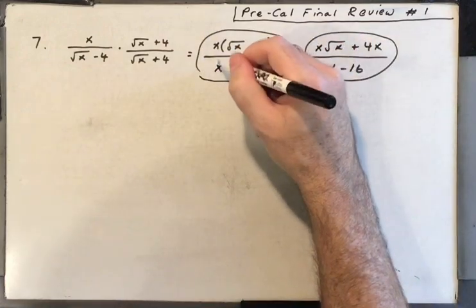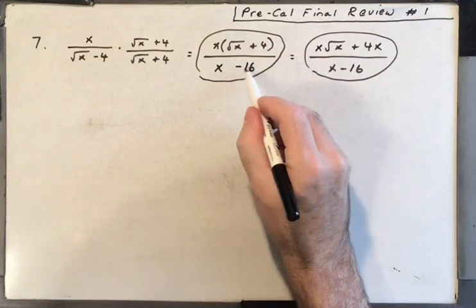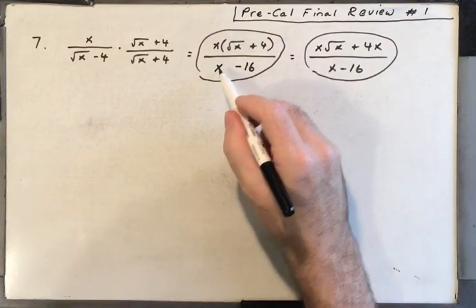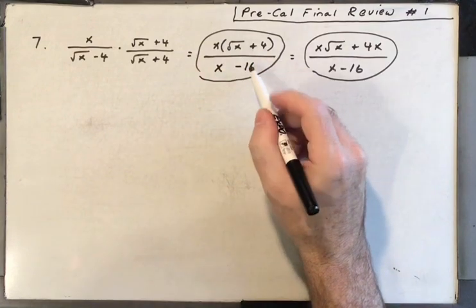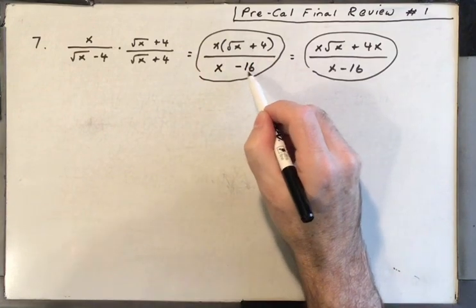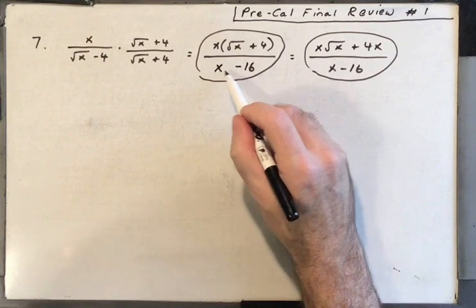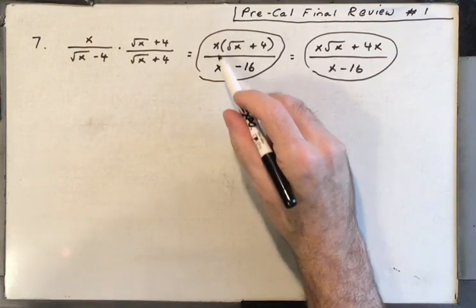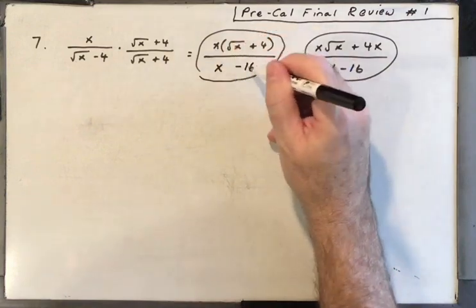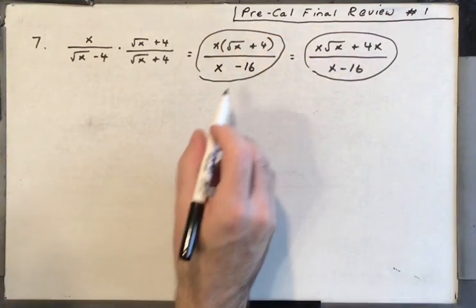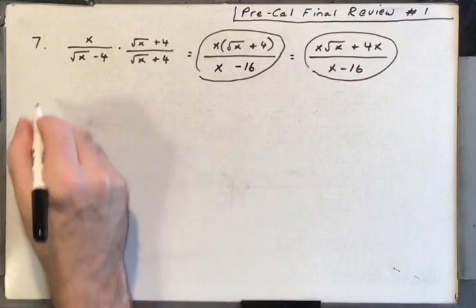But let me tell you something very important. This x and this x do not cancel. That negative 16 is attached to that x. You cannot cancel out that x. That is something that you guys did not do. I warned you this year, and I don't know that anyone did it. But people in the past, I've had students that would just cancel out that x and leave that negative 16 there by itself, and it doesn't work that way.